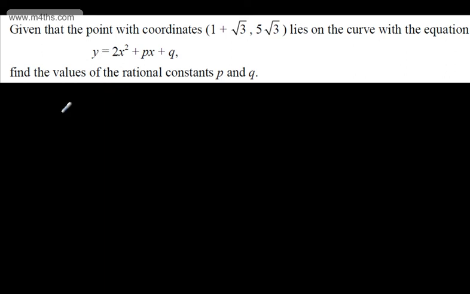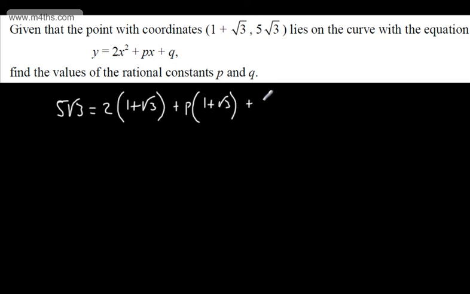So all I'm going to do is to write 5 root 3 will be equal to 2 lots of the x coordinate, which is 1 plus root 3, plus p lots of the x coordinate, which is 1 plus root 3, and then we're going to have plus q. Let's just square that, I need to square that bracket. I'm going to square the bracket, and then, like I did in the question before the last one, I'm going to equate the coefficients.